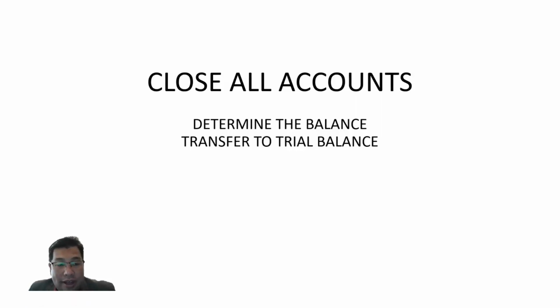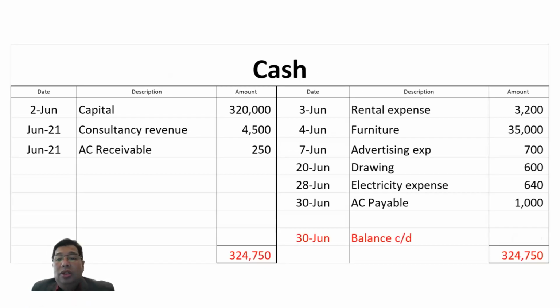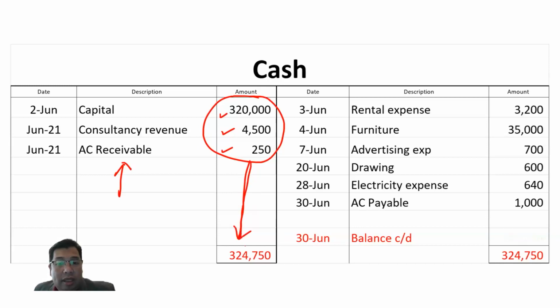Cash is the most active account in our example, so we have so many transactions here. On the debit side is the increase in cash. You can see money in 320,000, 4,500, and 250. So if I total up all these amounts on the debit side, it'll give me a total of 324,750.